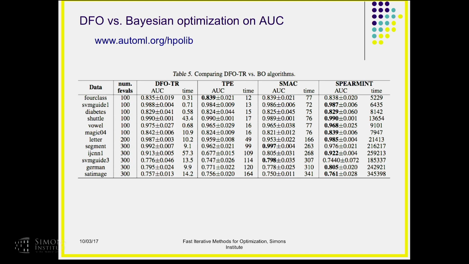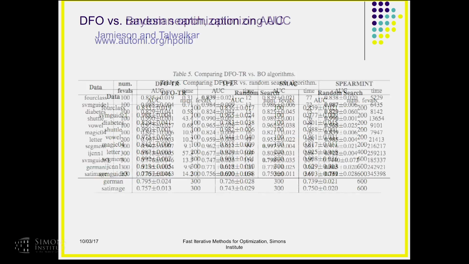We compared our method to Bayesian optimization, because Bayesian optimization is very big for derivative-free optimization in the machine learning community. And again, results are similar, but the methods that we're talking about are much, much faster than Bayesian optimization, because Bayesian optimization is a global method and it really works very slowly.